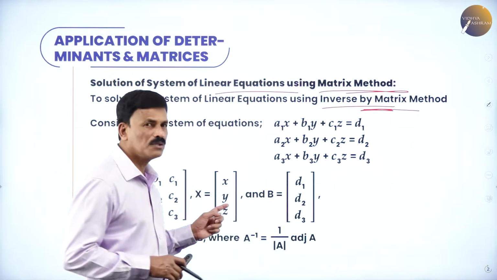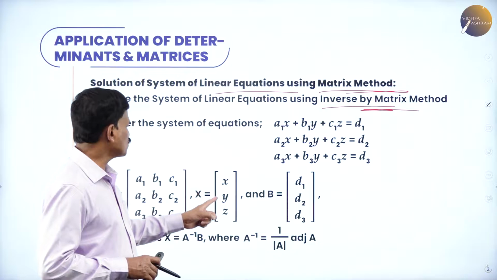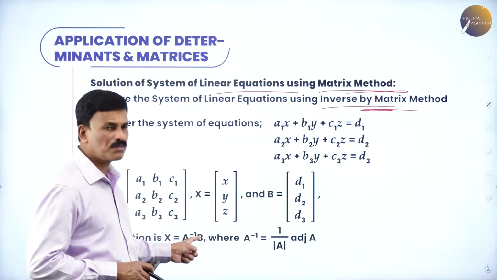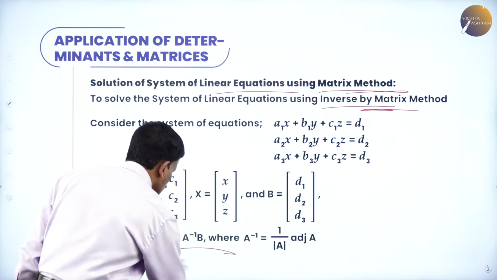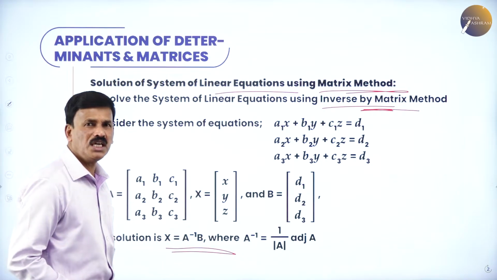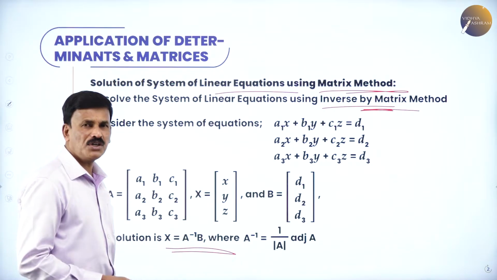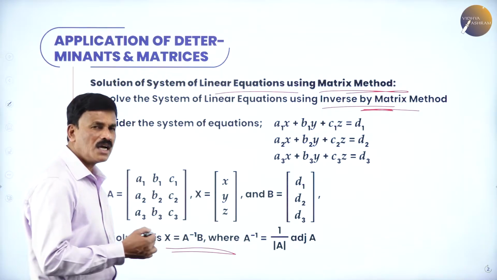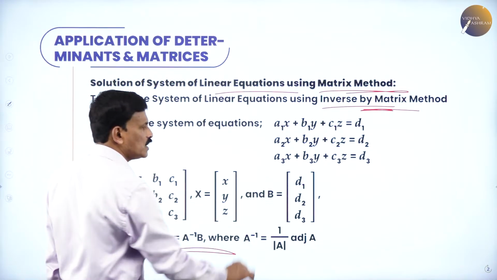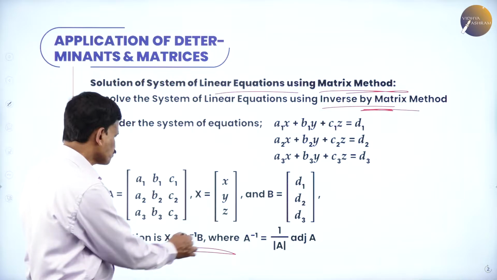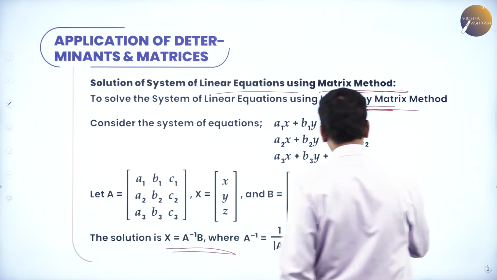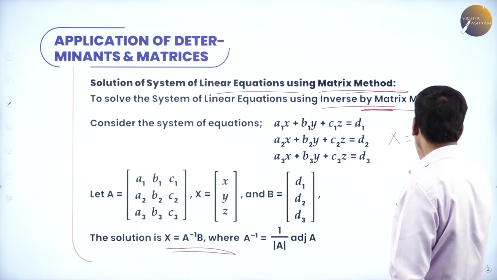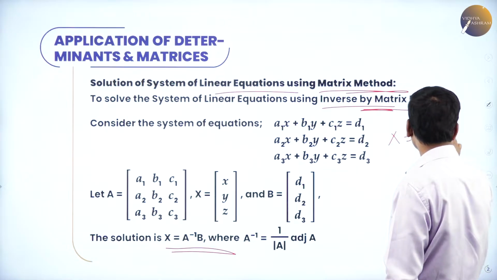X, which is to be determined, is x, y and z. The value of capital X is equal to x, y and z. The solution of the matrix equation is given by X is equal to A inverse B. Find out the inverse of that matrix and multiply with the constant matrix, and you will get the solution. So X is equal to A inverse B is the solution.